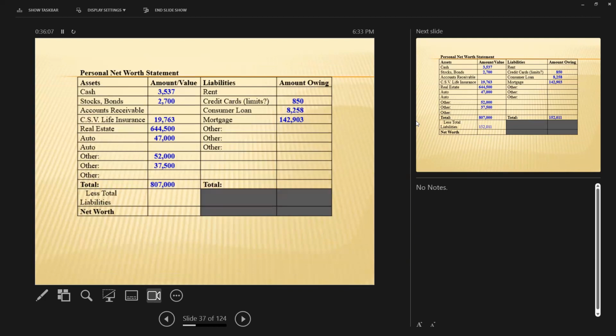Are there any other liabilities that we are given? No. Okay, so we total it, and we get $152,011. So what we do is we put that over in our less total liabilities under the total assets, so we can subtract it, and we should get $654,989.